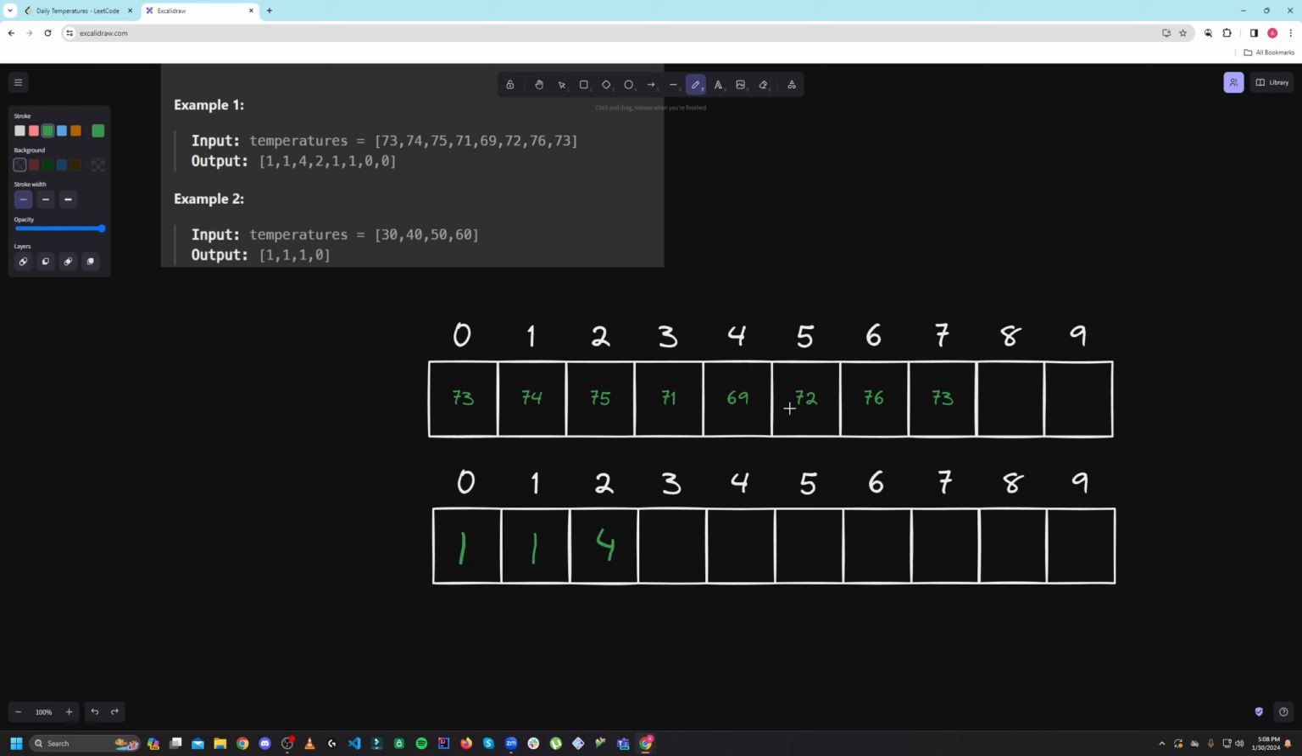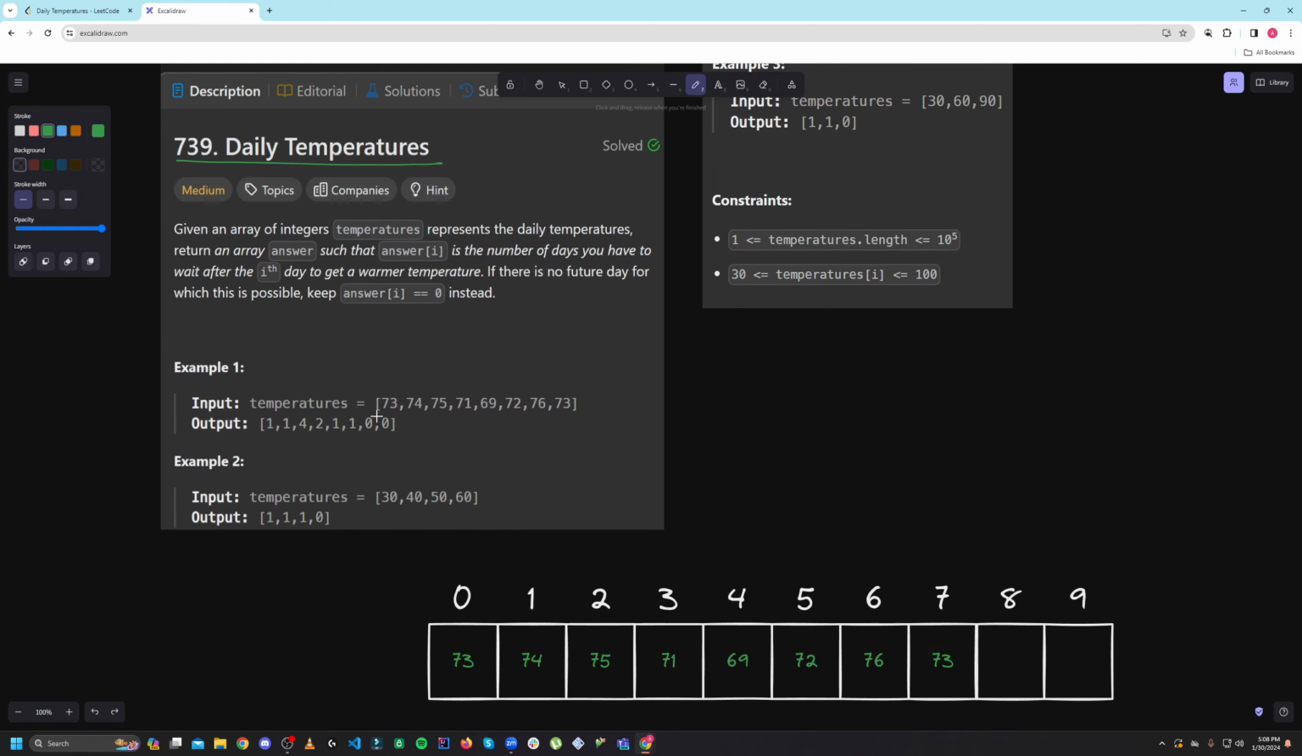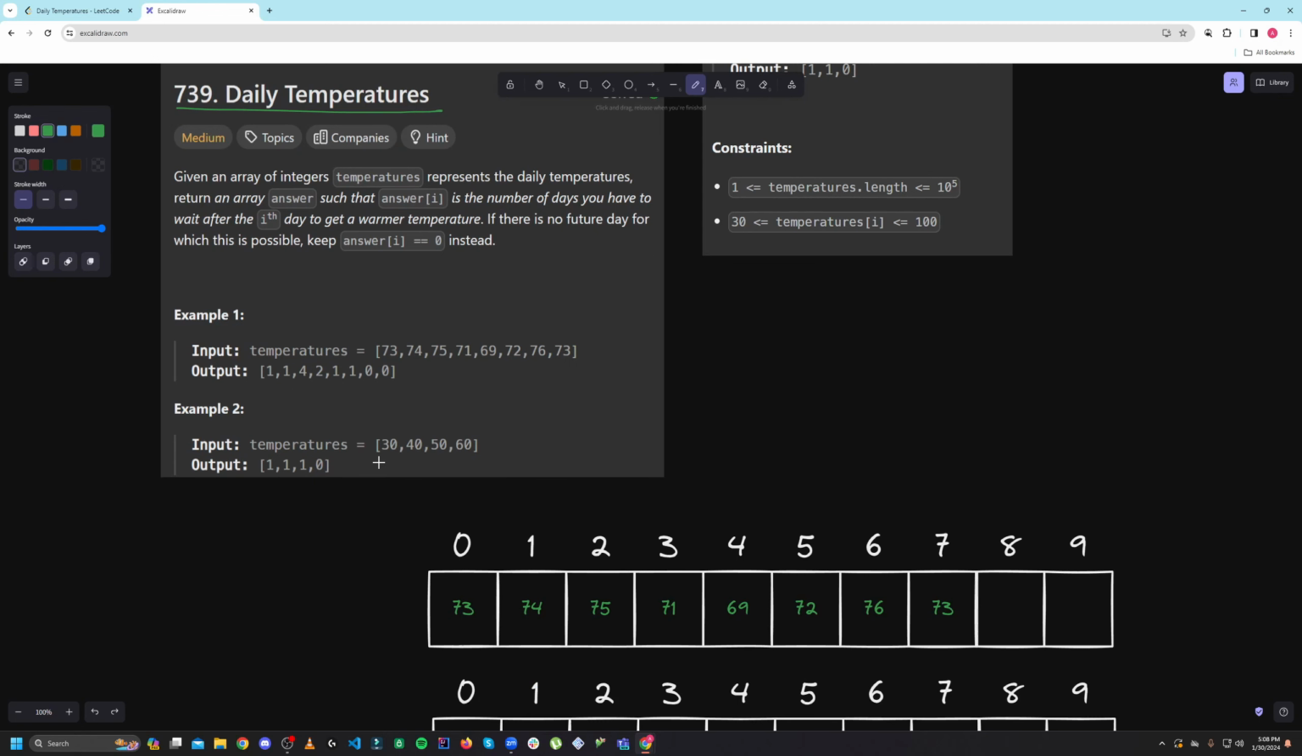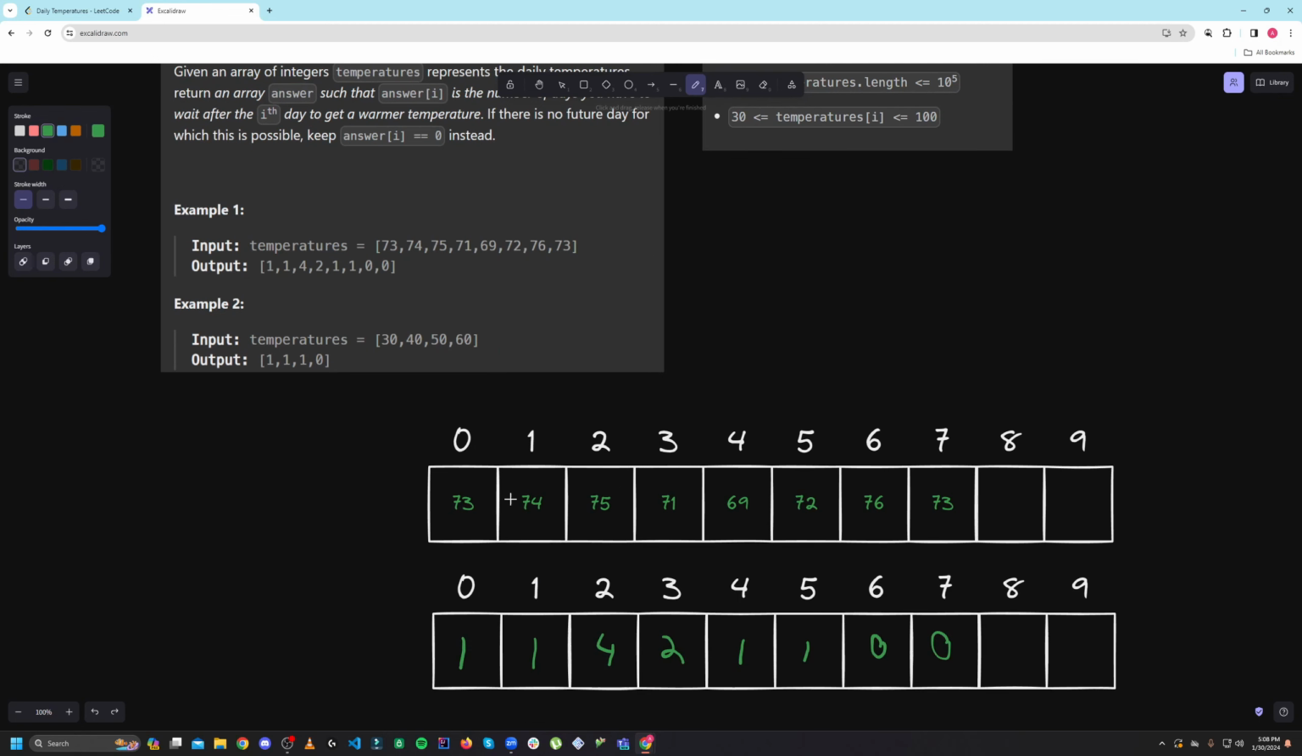For 71, that's 72, 2 days apart. For 69, 72, 1 day apart. 72, 76, 1 day apart. 76, there's nothing bigger, so we're going to leave this as 0, and there's nothing after 73. So it should be 1, 1, 4, 2, 1, 1, 0, 0, and here it is right here. So that's what we're looking for.